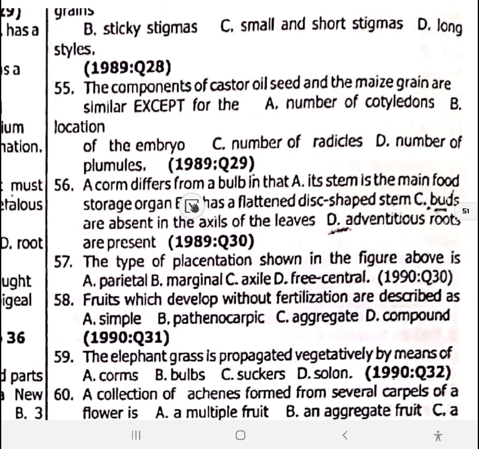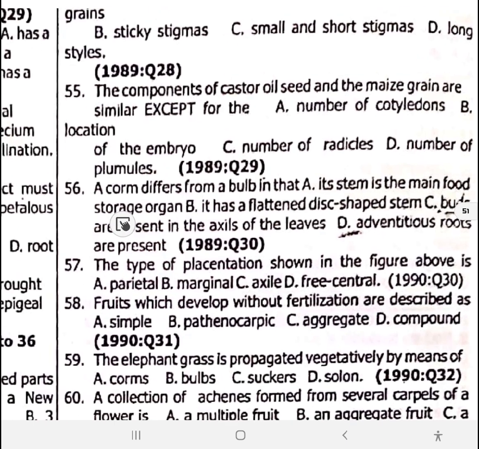56. A corm differs from a bulb in that, do not forget, corm is what is used to plant cocoyam, while bulb is what is used to plant onion. They differ in that a bulb will store food in its leaf, but a corm does not. Its stem is the main food storage organ. So corms store their food in the stem, while all bulbs store their food in the leaf. Option A. 56, option A.